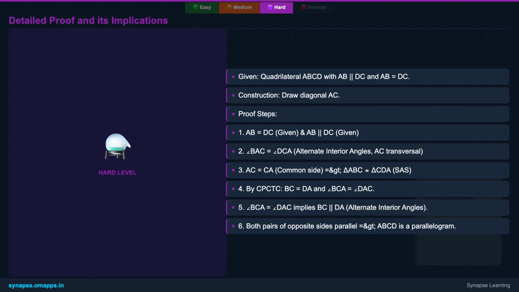From this congruence, by CP/CTC, we deduce that BC equals DA and that alternate interior angles BCA and DAC are equal. The equality of these alternate interior angles then proves that BC is parallel to DA. Thus, with both pairs of opposite sides parallel, ABCD is definitively a parallelogram. Each step logically builds upon the previous, leading to an undeniable conclusion.